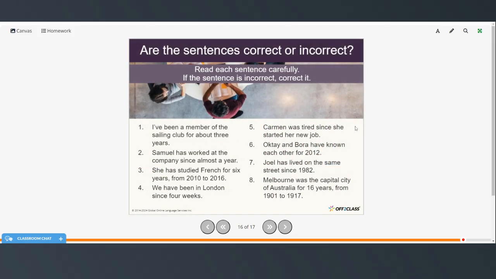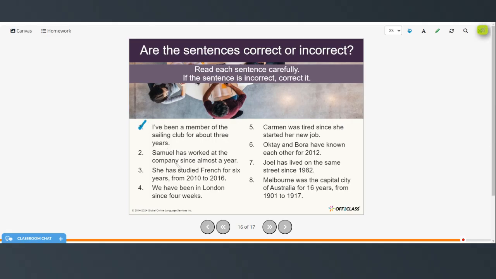Okay, so are these sentences correct or incorrect? So read each sentence carefully, and if the sentence is incorrect, then correct it. Okay, and you can pause the video, try that on your own, and then restart when you're ready to check your answers. So I've been a member of the sailing club for about 3 years. That one is correct.